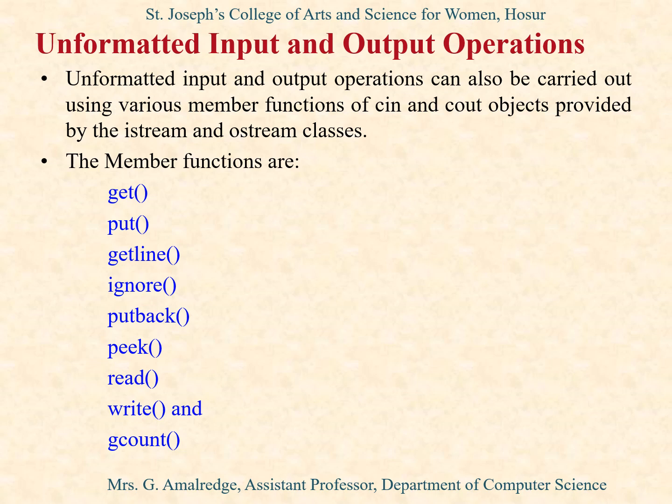Unformatted input and output operations. Unformatted input and output operations can also be carried out using various member functions of cin and cout objects provided by the istream and ostream classes. The member functions are get, put, getline, ignore, putback, peek, read, write, and gcount.